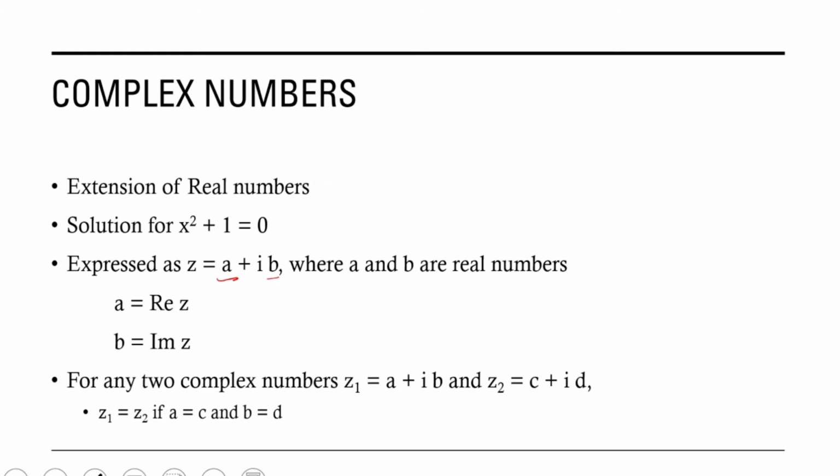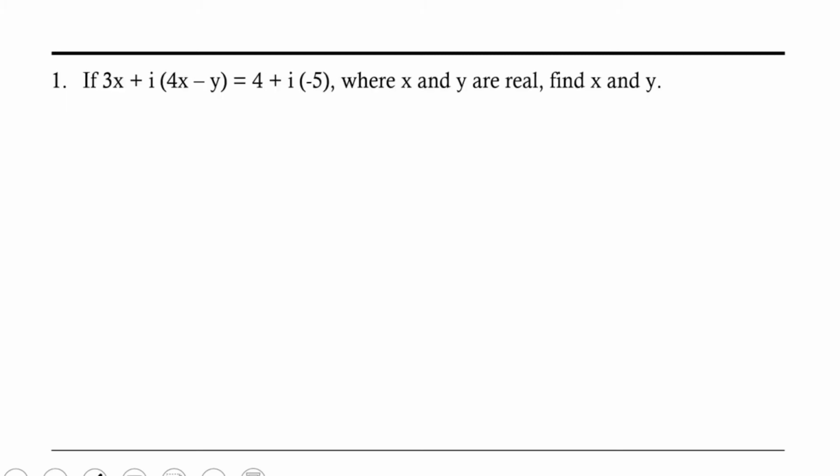Next, for any two complex numbers, z1 is equal to a plus ib and z2 is equal to c plus id, we have z1 equal to z2 if a equal to c and b equal to d. In other words, if any two complex numbers are equal, then their corresponding real parts are equal and imaginary parts are equal. Next, let us see a small example. The question says, if 3x plus i into 4x minus y is equal to 4 plus i into minus 5, where x and y are real, find x and y.